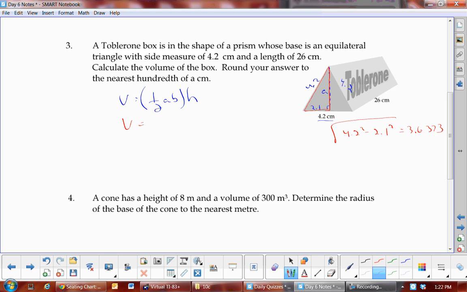Volume equals 1/2 times 3.6373 centimeters times 4.2 centimeters, all times height times 26 centimeters. Okay, and I know you guys would have no problem putting that one in. So we're going to write it down so we can move quickly to the next one, because I do want to give you lots of time to work today. Okay, so the challenge on that one was, did you know that you needed to find the altitude of the triangle?